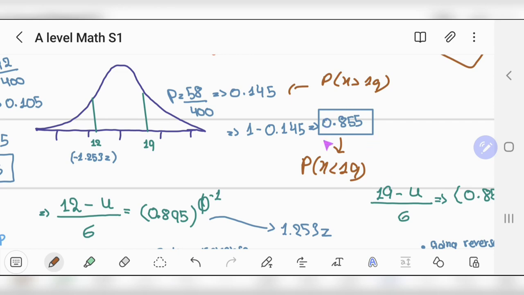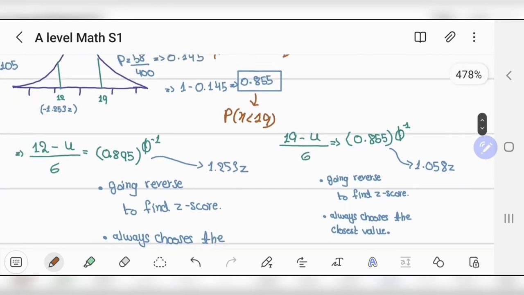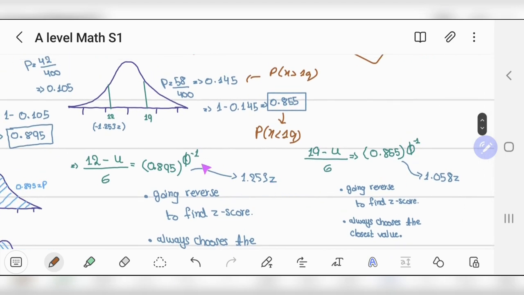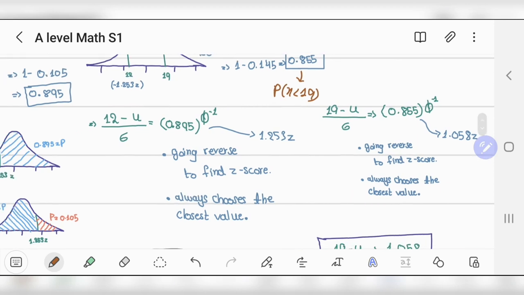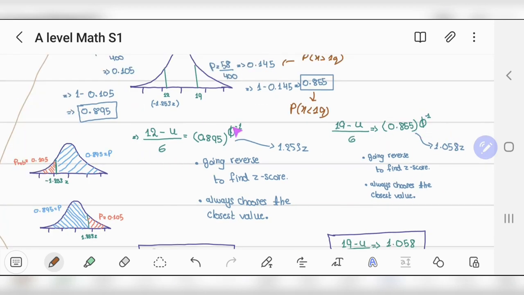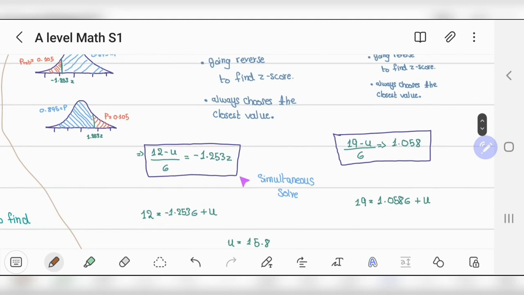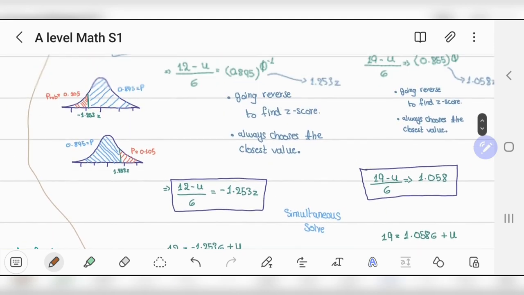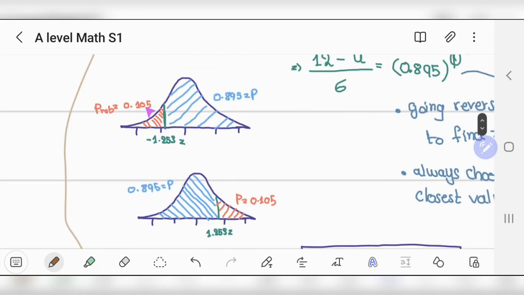We will convert this into a z-score. After converting it, we got these two equations, and now we can do simultaneous equations, right? Going in reverse to find the z-score, always choose the closest value. After converting this into a z-score, you got these two equations, and you will just do a simultaneous solve, and you will get the values. You got the mean u, and you got the standard deviation. Okay, you can just see right here. This was the probability, and this whole thing is 0.95. It's the same probability, and this is 0.895.